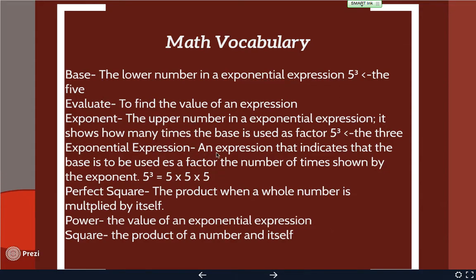An exponential expression is an expression that indicates the base is to be used as a factor the number of times shown by the exponent. So 5 to the third power, or 5 cubed, is 5 times 5 times 5. A perfect square is the product when a whole number is multiplied by itself. A power is the value of an exponential expression, so that's this part right here. So whatever this is, that's the power. And then the square is a product of a number and itself. So 5 times 5 would be a square.